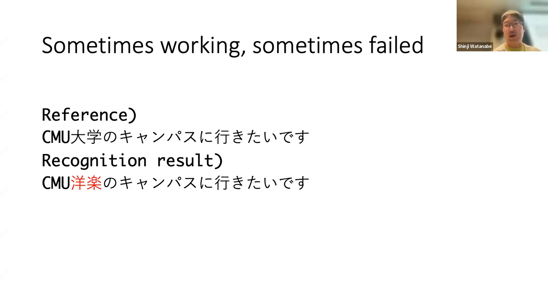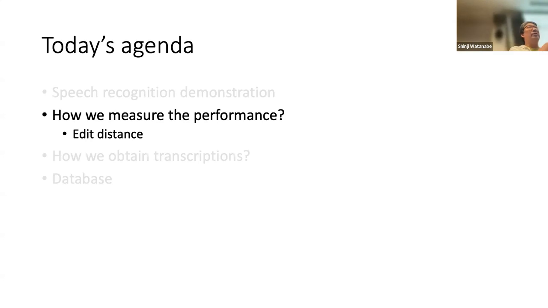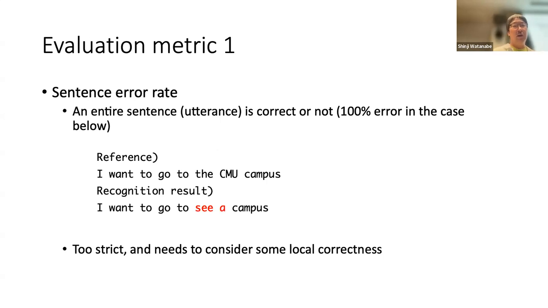And then we want to actually evaluate the performance of speech recognition. So the first part of this lecture is about how to evaluate the performance. The first evaluation metric is the sentence error rate. Regardless of whether the other parts are correct, if some part of the sentence is wrong, the sentence becomes wrong. This sentence error is quite intuitive, and people may first think that this is the measure for speech recognition, right? And this is actually a good measure.